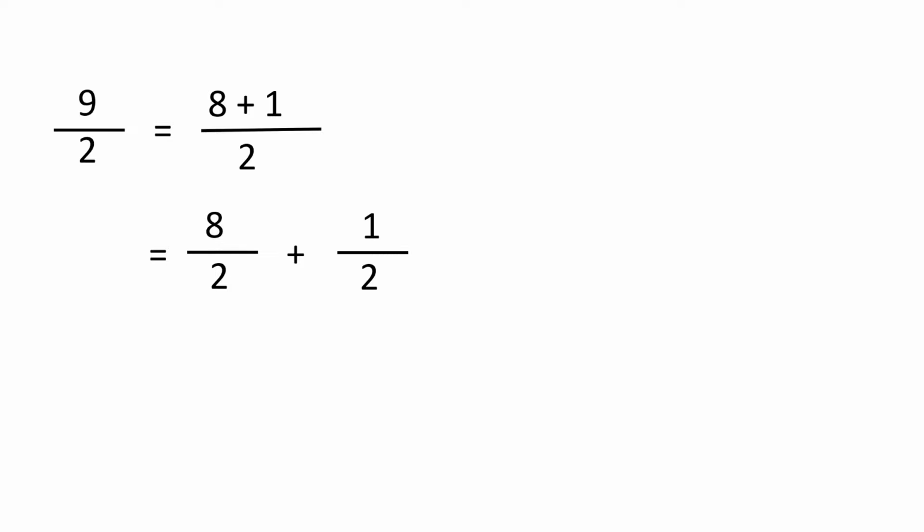Then we split the parts. 8 divided by 2 is 4. 1 divided by 2 is a half. So 9 divided by 2 is 4 1/2. In fact, now we know that 1/2 is 0.5, we don't have to do that part anymore. We just subtract the 1 and tack on the 0.5 at the end.